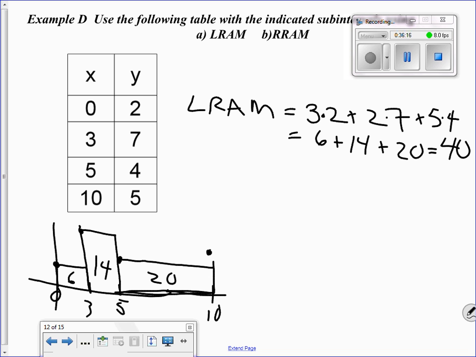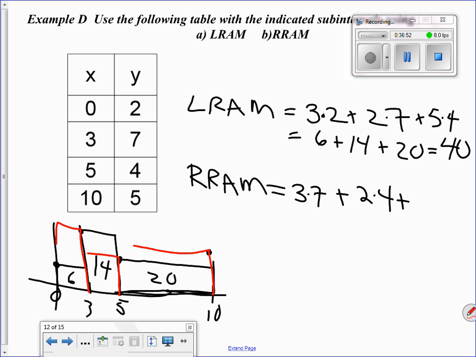Okay. Let's do a little RRAM here. It's not going to affect the width of each one. The heights are going to be different. So the first one still has a width of 3. But if we're using RRAM, what's the height of my first one? 7. So it's going to be 3 times 7 plus the next one, 2 times 4, and then the last rectangle is 5 times 5. So what do we got? We got 21 plus 8 plus 25, 54.